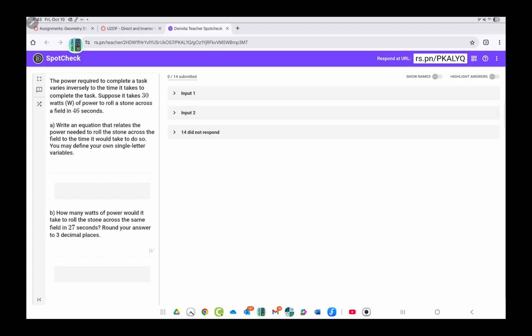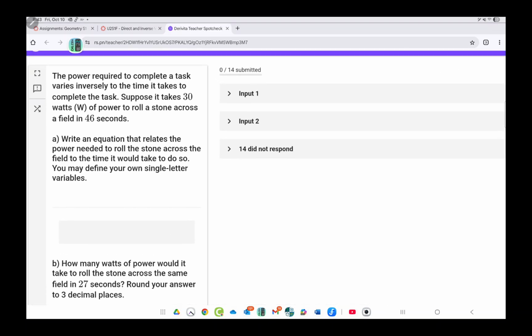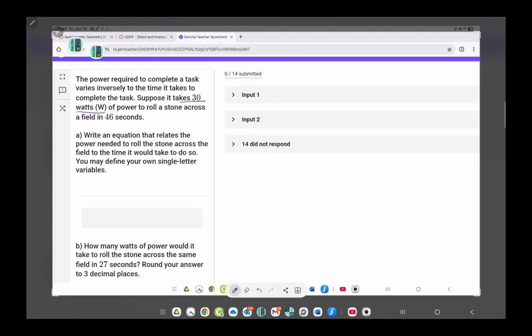All right, let's look at this question. Power required to complete a task varies inversely to the time. So you have watts and seconds. So suppose it takes 30 watts, let's say that's my x, of power to roll a stone across the field in 46 seconds. That's my y. So x is watts, y is seconds. If I want to write the equation, y is equal to watts times seconds, so that is 30 times 46 over x.